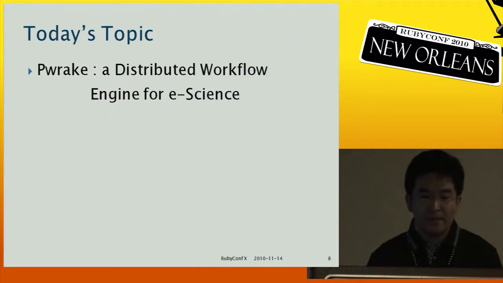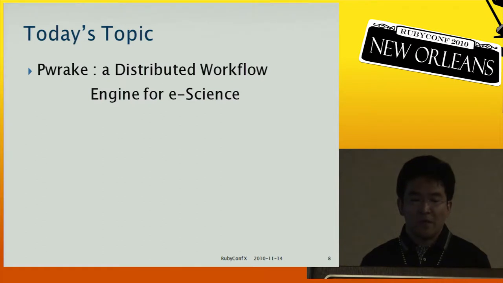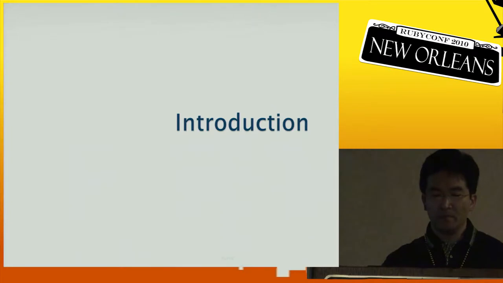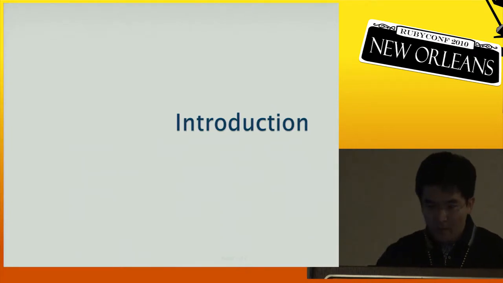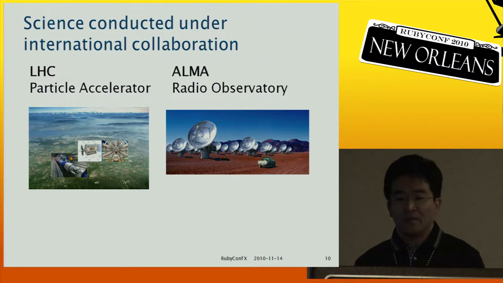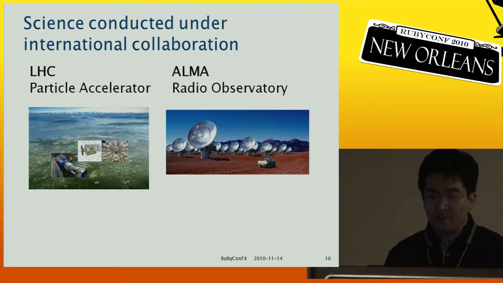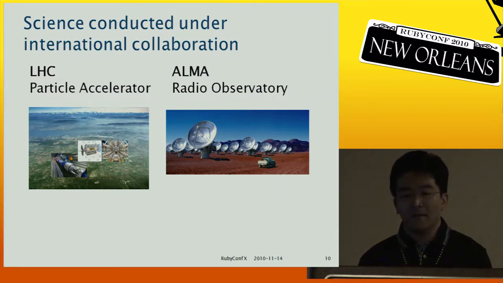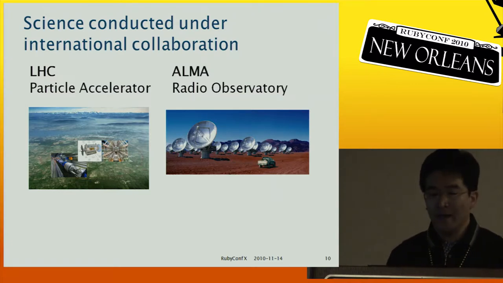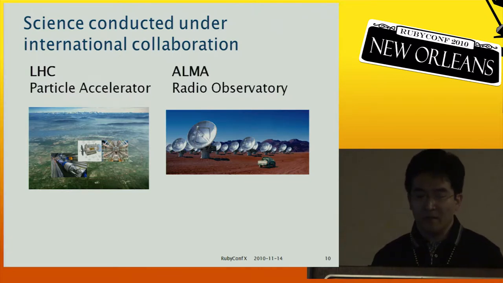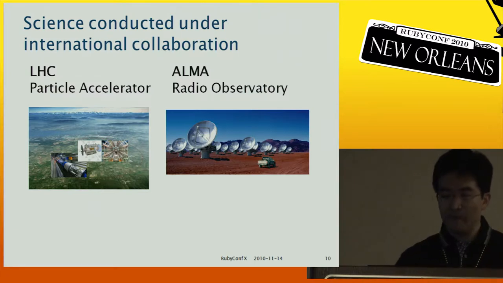Then today's topic, Pwrake, a distributed workflow engine for e-science. I start with the introduction. Big science tends to be conducted under international collaboration. Typical examples are LHC, Large Hadron Collider at CERN, which is a particle physics experiment, and the other one is ALMA, Atacama Large Millimeter Array in Chile, which is a facility of radio astronomical telescope.